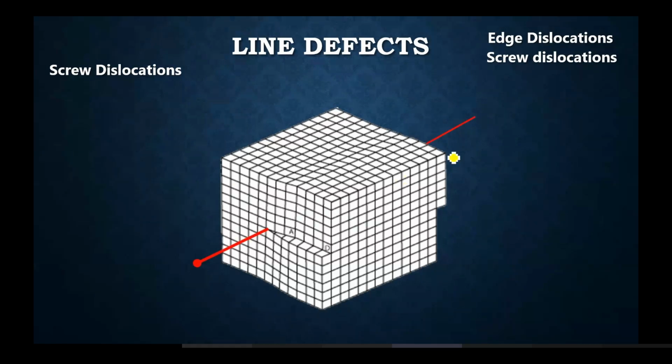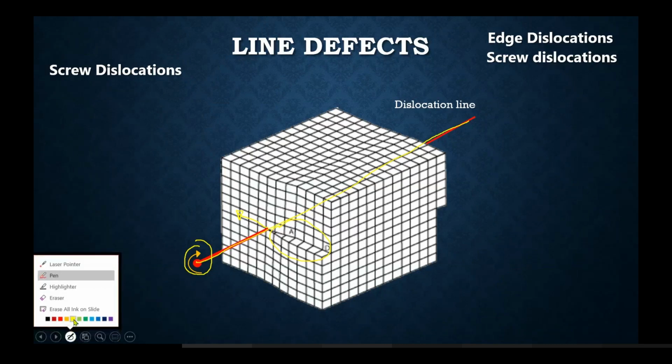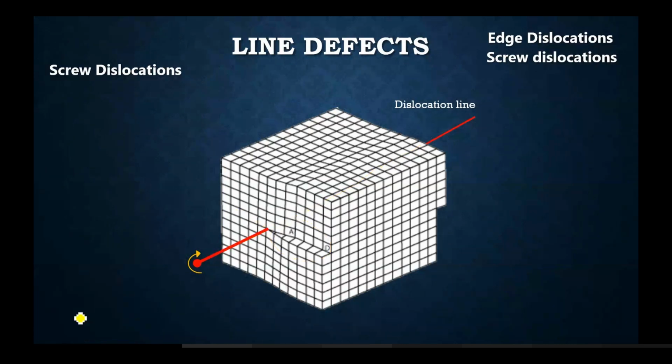If I draw this line, the red line, behind this line there is no defect. Ahead of this line, you have the defect that has been created. So you call this red line the screw dislocation line, and the symbol is this curly arrow that represents the screw dislocation. All right. Yes, sir.